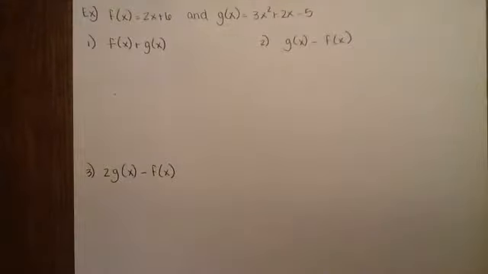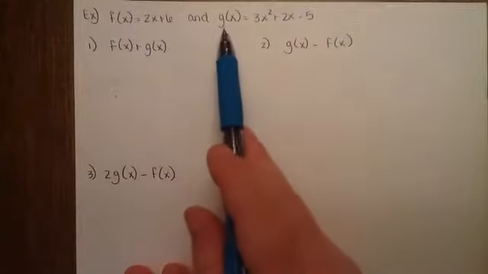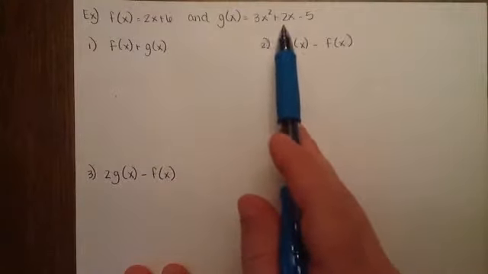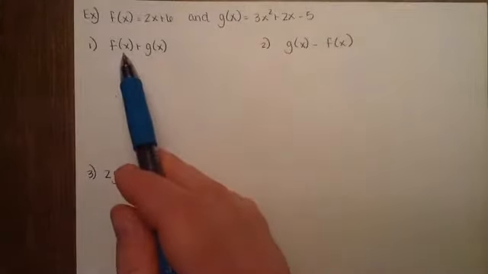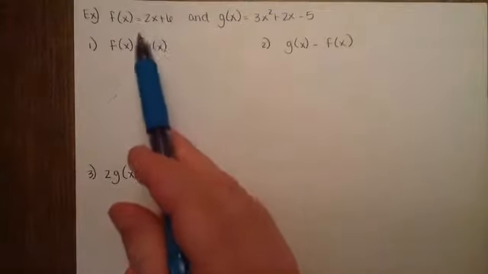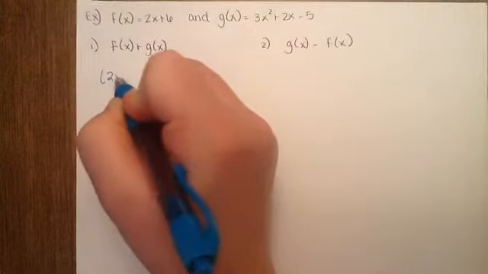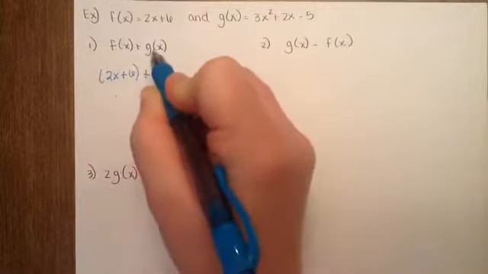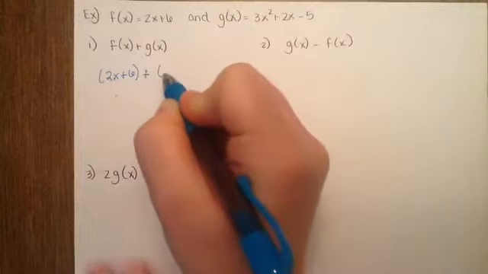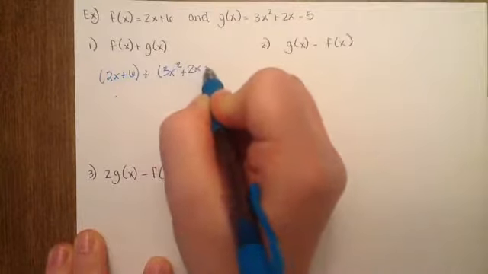The last set of examples have to do with two different functions. Okay? So it tells us f of x is 2x plus 6, g of x is 3x squared plus 2x minus 5. So here what I want to do is add f of x and g of x. So let's rewrite our problem. Our first one is f of x. I'm going to put that in parentheses. Plus, what is g of x? 3x squared plus 2x minus 5.